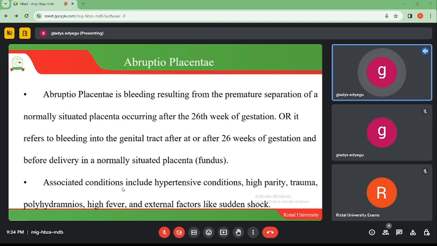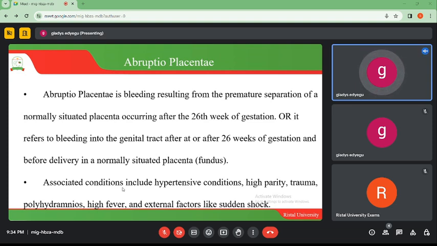If you don't get placenta previa in APH, then you suspect it's abruptio placenta. Abruptio placenta is basically bleeding resulting from the premature separation of a normally situated placenta occurring after 26 weeks of gestation, or it refers to bleeding into the genital tract after 26 weeks of gestation and before delivery in a normally situated placenta at the fundus.